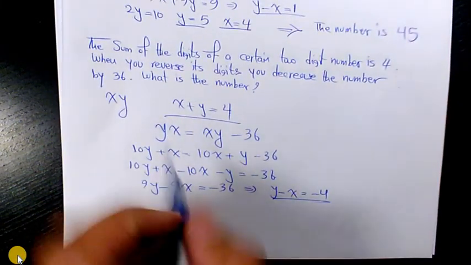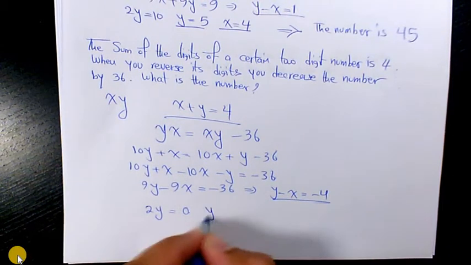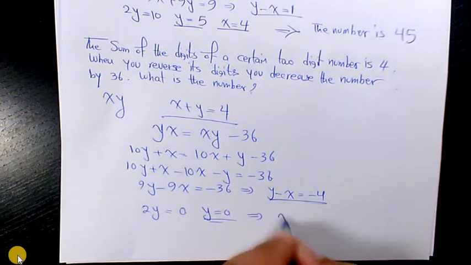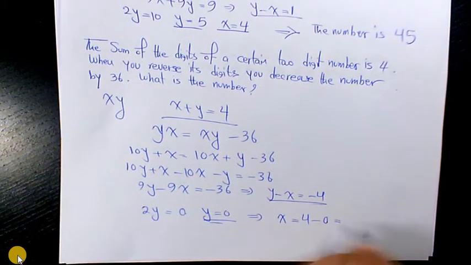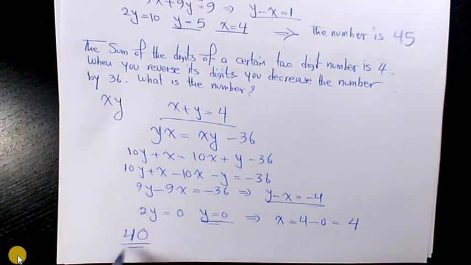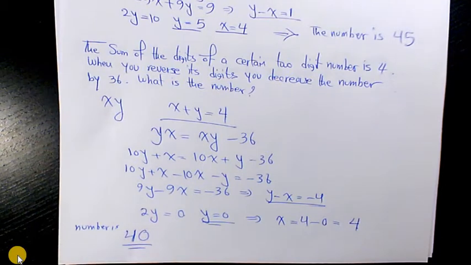So when you add them, it's going to be 2y equals 0. So y is 0. Then x is going to be 4 minus 0, which is going to be 4. So the number is 40. That makes sense because when you add 4 and 0, it's going to be 4. And when you reverse it, it's going to be 04. So 40 minus 4 is going to be 36.